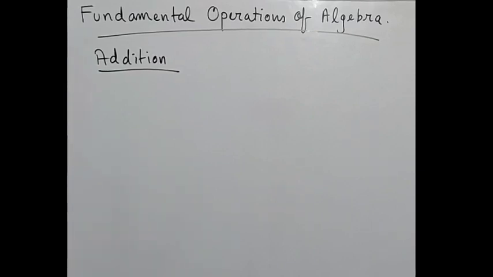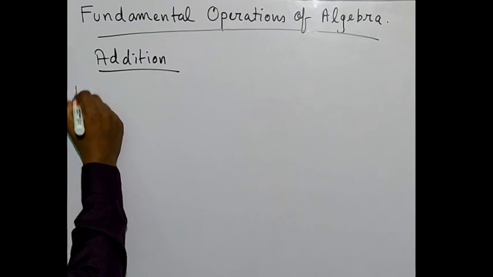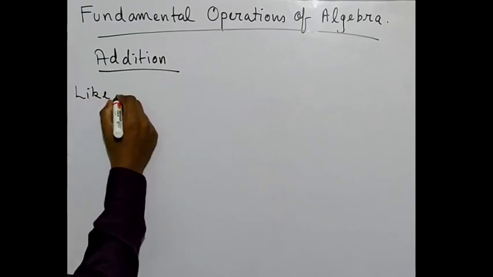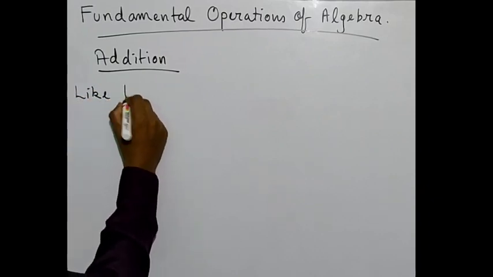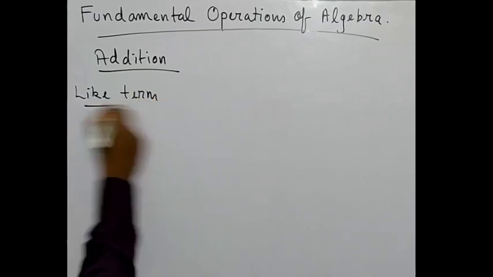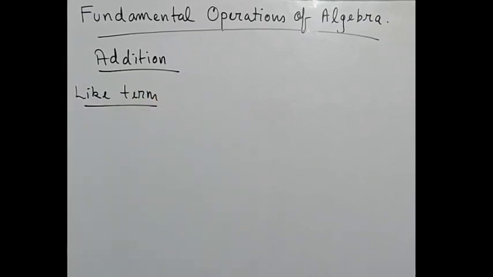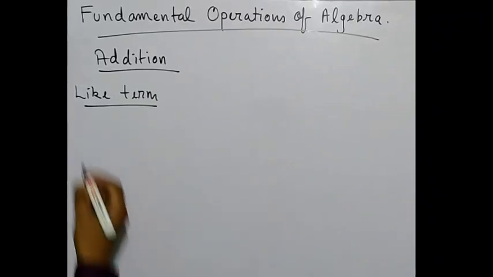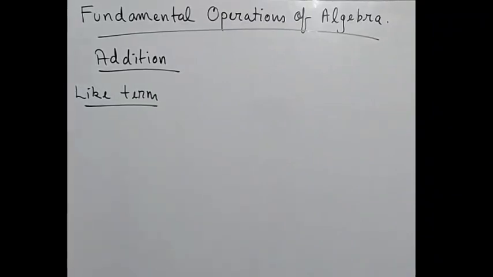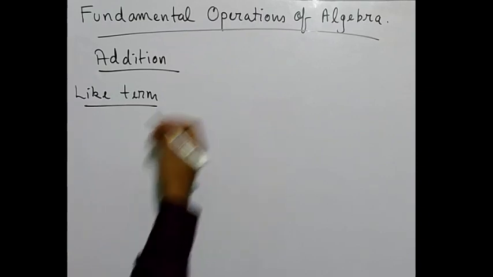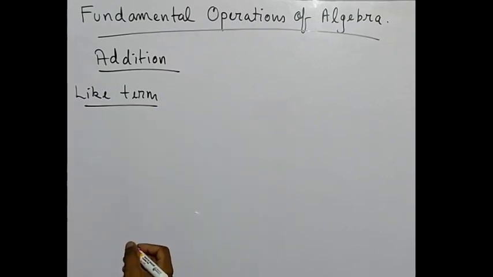So, you all have learned about the terms in the previous lesson. So, we'll start adding the terms first. Let's look at the like terms that we have learned. In the earlier example, I told you that you can add only the like terms, which means they have the same variable coefficient.